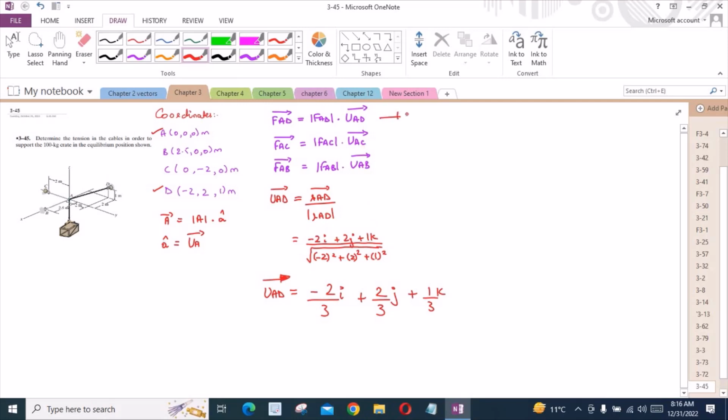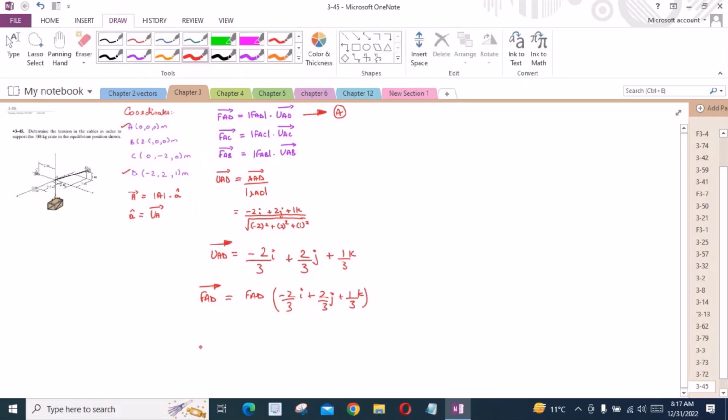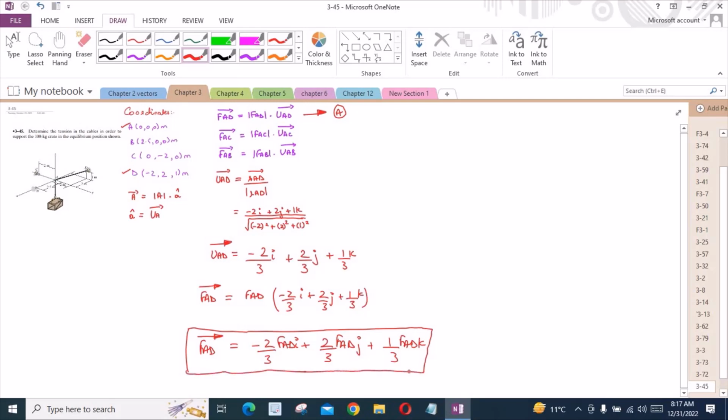So if I put it right here in, let's say, equation A, then FAD in terms of Cartesian vector form can be written as FAD times negative 2 upon 3 i plus 2 upon 3 j plus 1 upon 3 k. So we have negative 2 upon 3 FAD i plus 2 upon 3 FAD j plus 1 upon 3 FAD k. So now we have found the force FAD in terms of Cartesian vector form. We have to repeat the same process for the other two forces.